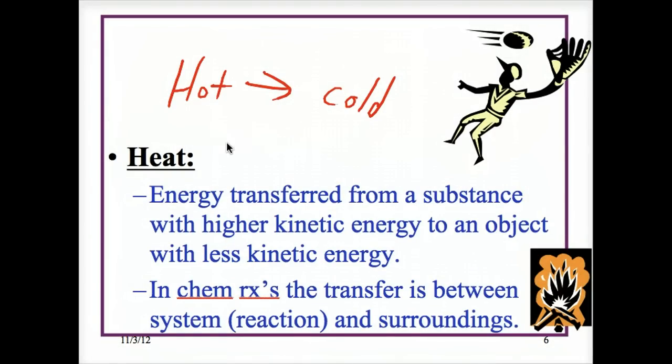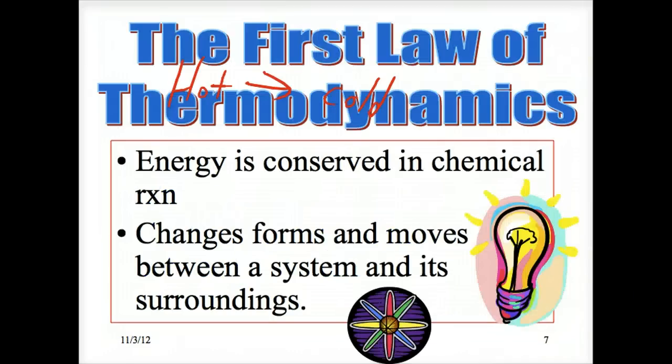So it always goes in the direction of hot to cold. It's an easy way to track it. There's the first law of thermodynamics. For those of us that have had physics, this should be familiar. It's conservation of energy. Energy is conserved in a chemical reaction. Conserved meaning you can track it. It's not created or destroyed. And we're tracking the energy going in and out of the system and the surroundings. So that's our observation, basically seeing the change in energy.